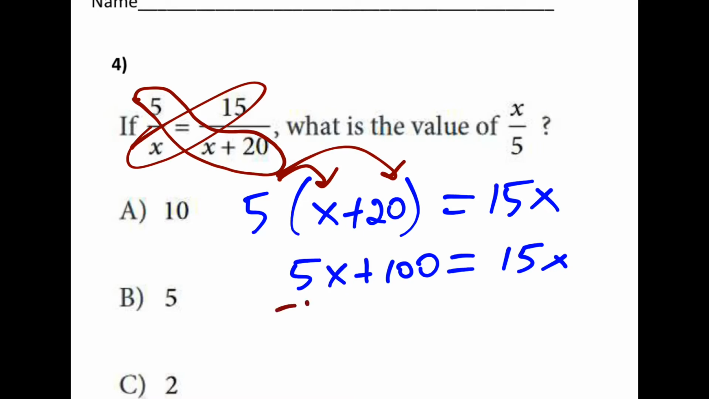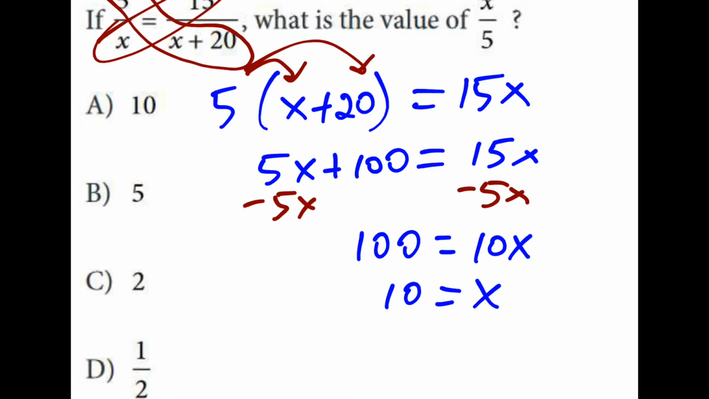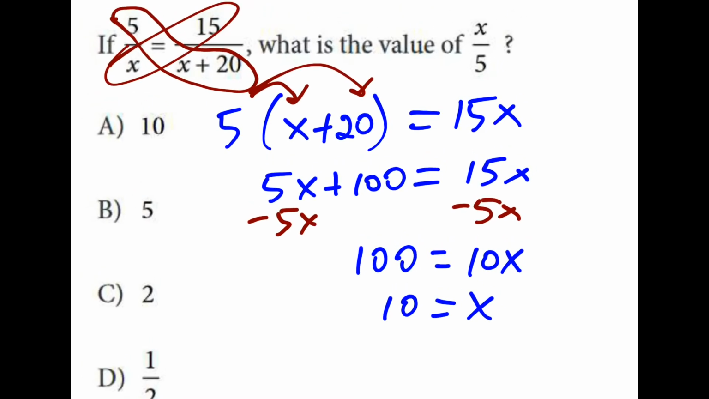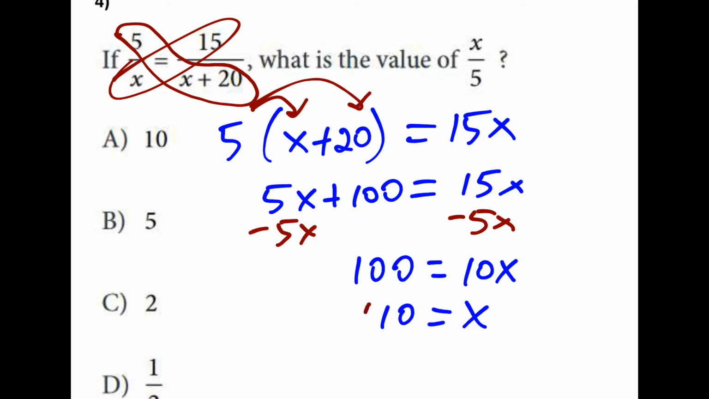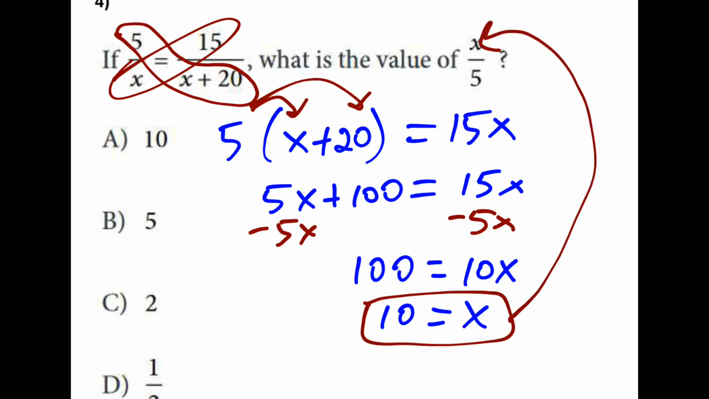I might then subtract 5x from both sides. And eventually I get to x equals 10. So they want to know, what is the value of x over 5? So I'm going to take this whole thing here and plug it in. 10 divided by 5 is 2. And I'm done.